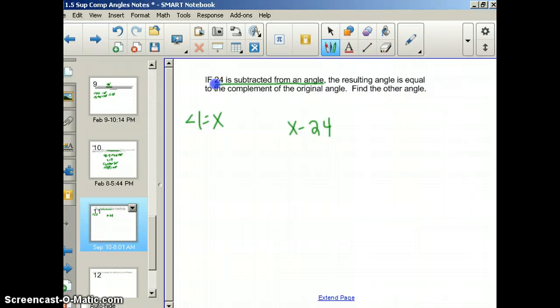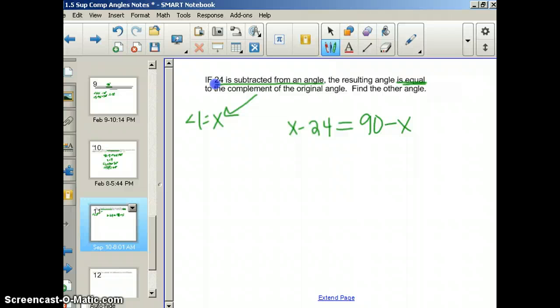The resulting angle is equal to, if we're translating that into an algebraic equation, the complement of the original angle. So if this is my original angle, to represent the complement of that would be 90 minus that angle. We don't know the angle, we call it x. Think about it this way: if your angle was 40, you'd say your complement is 50. 90 minus 40 gives you the 50. So 90 minus whatever our angle is, x, is going to give you that complement.